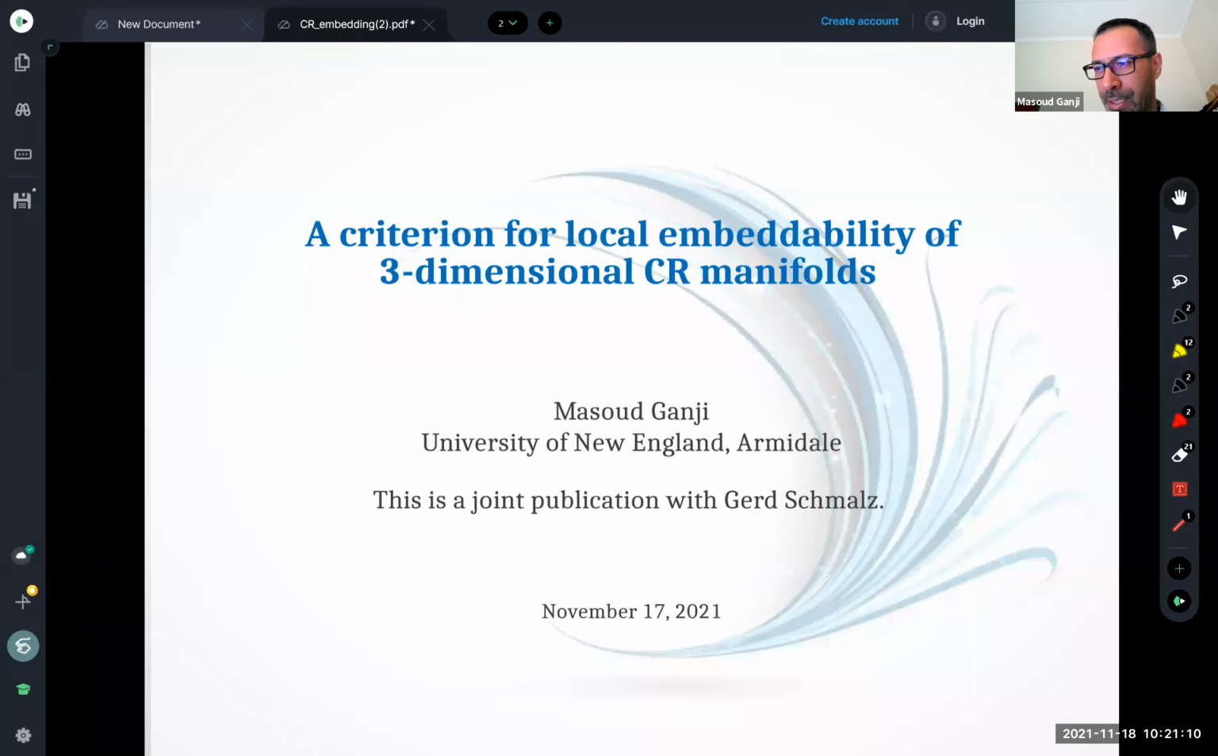Embeddability and its relation to Lorentzian geometry. It's a joint publication with Gerd in 2018, and I use Overleaf online to produce slides, but the date is still 17th. So maybe it's because it's from somewhere.